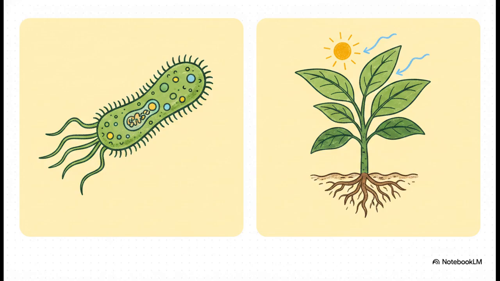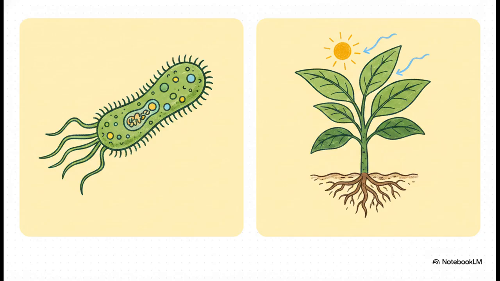On one side of our key, we have bacteria. Now, all living things are made of cells, which are the smallest living units. Bacteria are unicellular, meaning their entire existence is wrapped up in just one single microscopic cell. And hey, there are literally billions of them all around us right now.